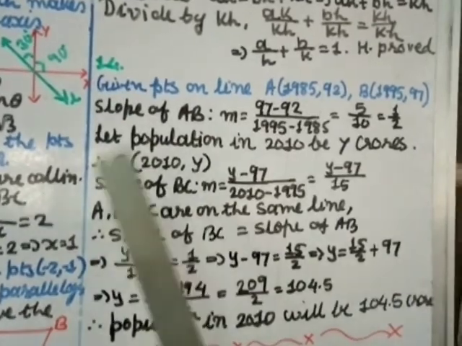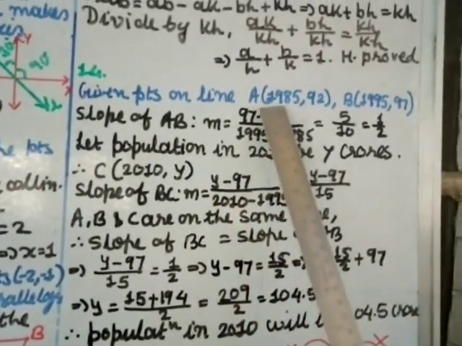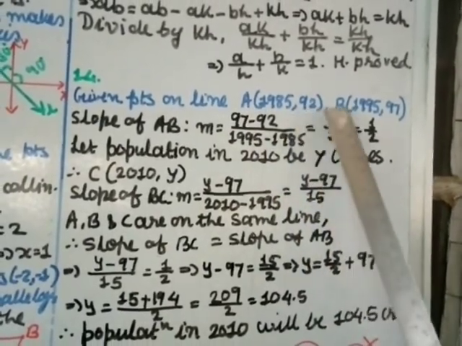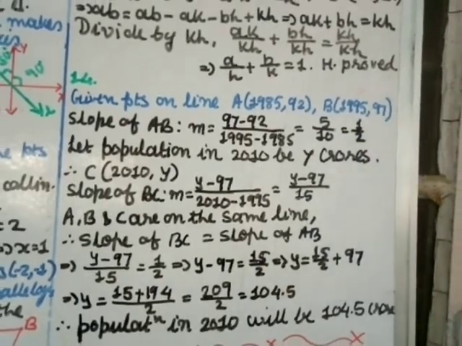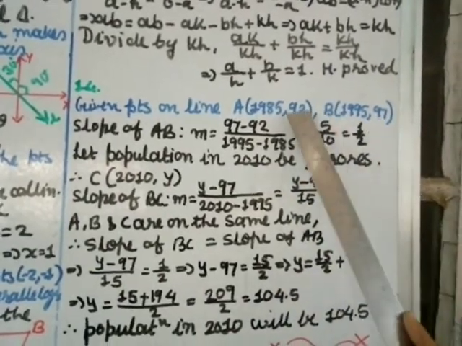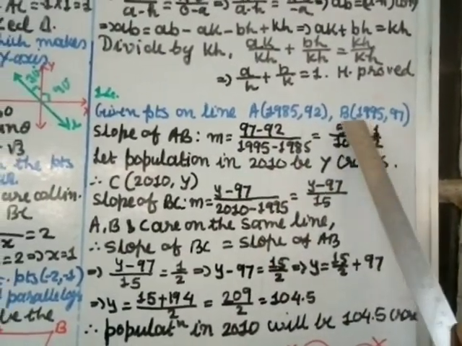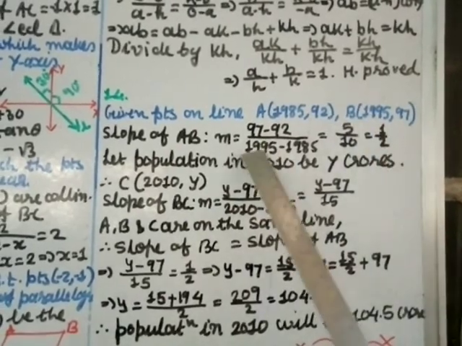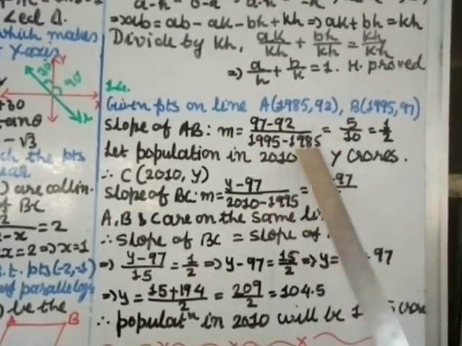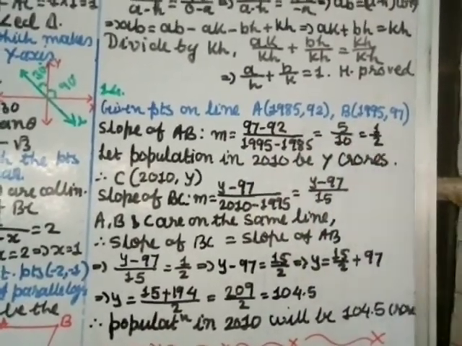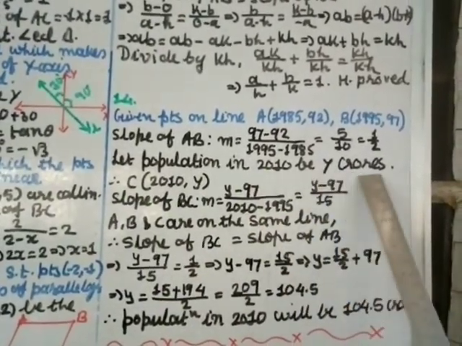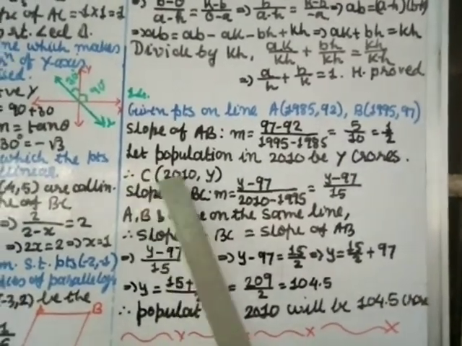The figure I am not drawing as it is shown in the diagram. I am directly calculating given points on a line: A is 1985 and 92, and B is 1995 and 97. Now slope of the line AB, m is equal to y2 minus y1, that is 97 minus 92, divided by x2 minus x1, that is 1995 minus 1985. Okay, so this difference is 5 divided by this difference is 10, so you cut by 5, you get 1 by 2. So the slope of the line they have asked is 1 by 2. Let population in 2010 be y. Okay, we have to find the y value, so C is 2010, y.